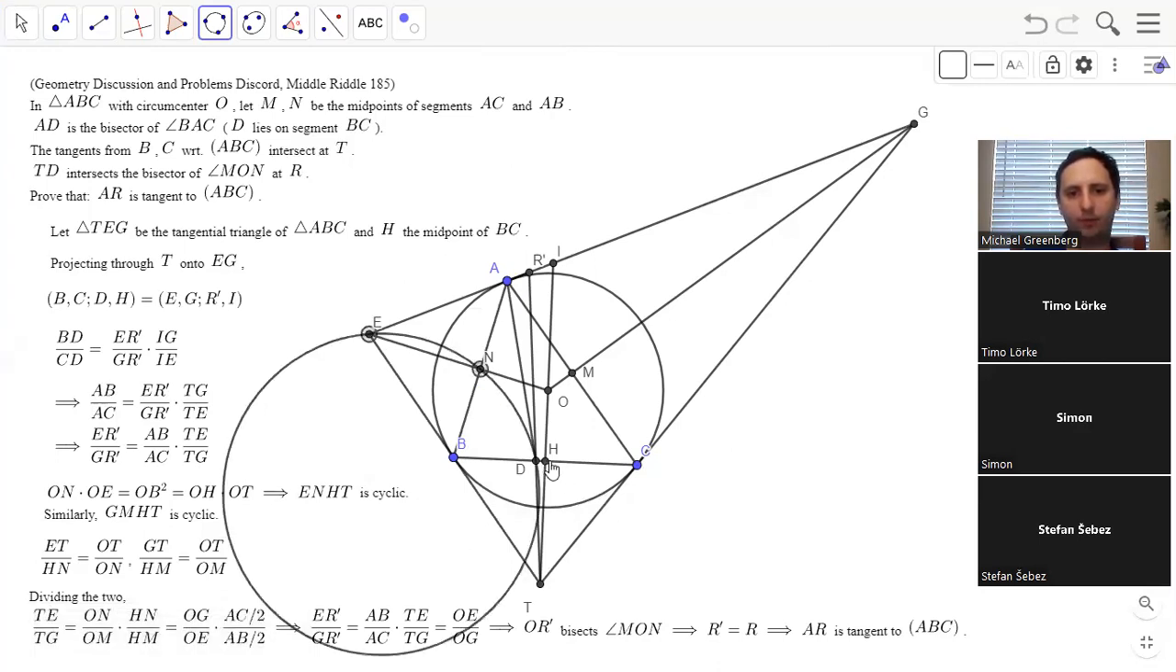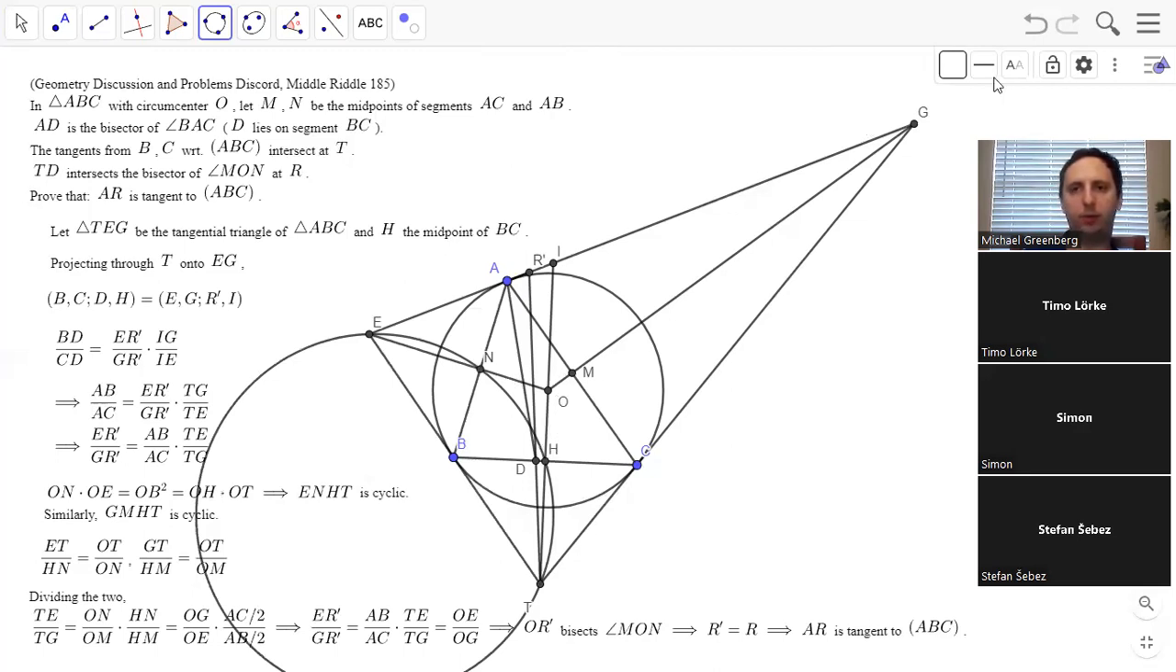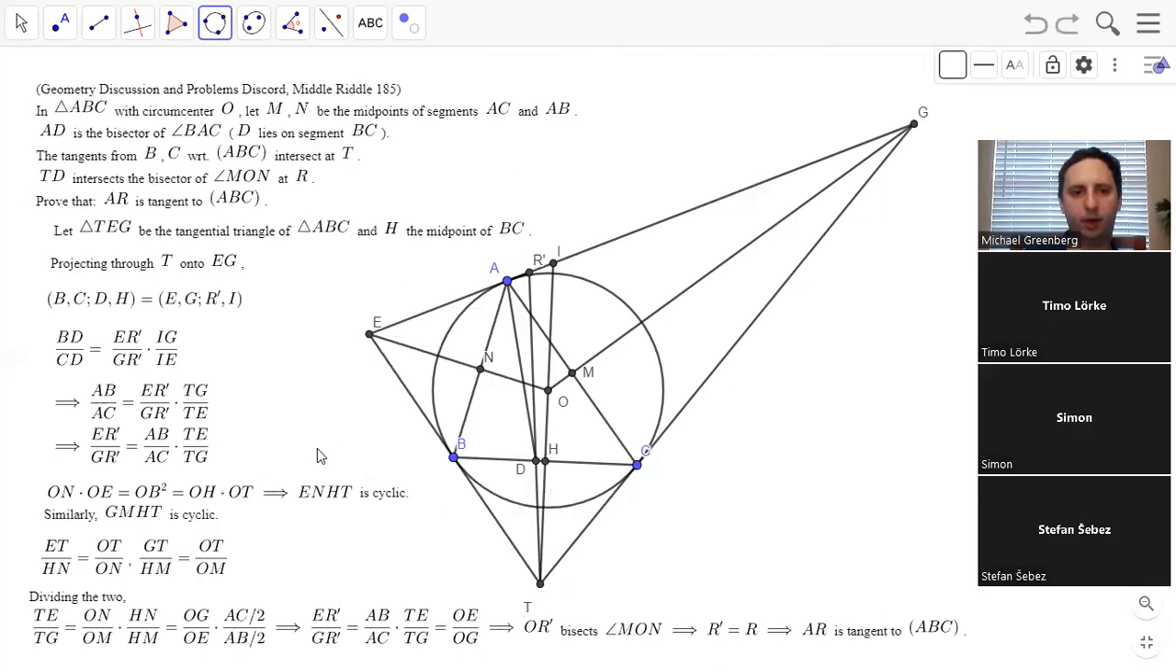Because in a cyclic quadrilateral, the opposite angles add up to 180. So this angle is 180 minus this angle, which is the same as this angle. And the same with the other. So triangles ONH and OTE are similar. And so if they're similar, ET and HN are two sides of those triangles, and OT and ON are two other sides. So the ratios have to be the same. So in short, NH is antiparallel to ET. Yeah. Okay. Exactly.